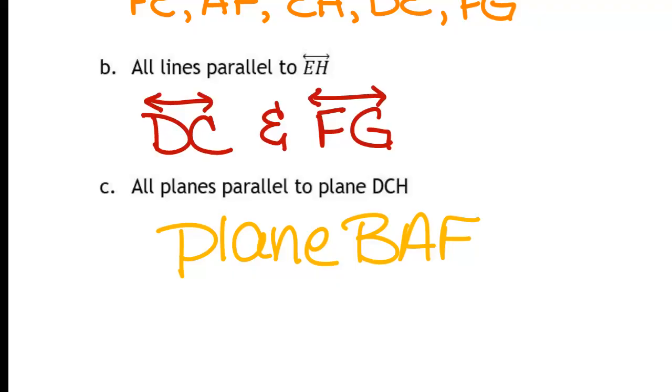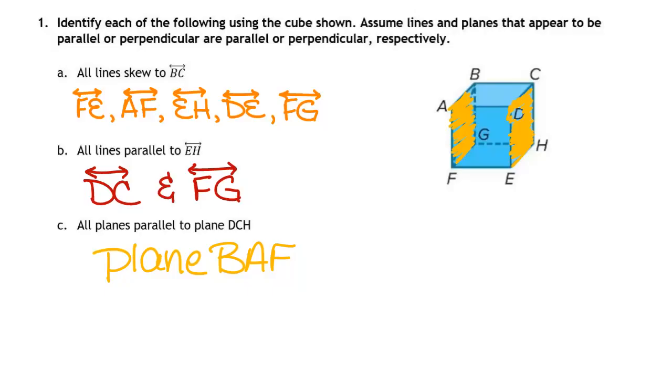Is there another name that you can give to that same plane, other than BAF? FAB. Anything else? ABG. Yep, you could call it ABG or GFA. You need 3 of the 4 letters that are right here to name this plane. Any 3 of those 4 letters.